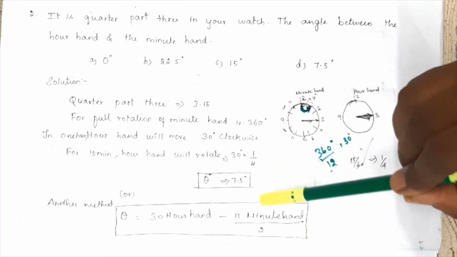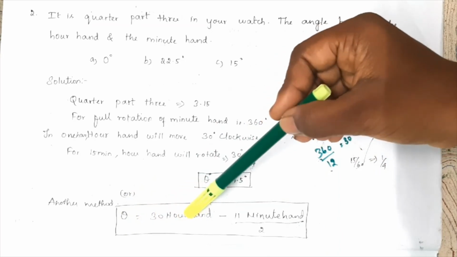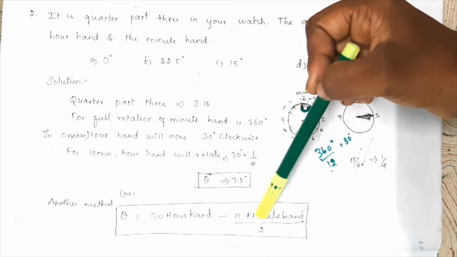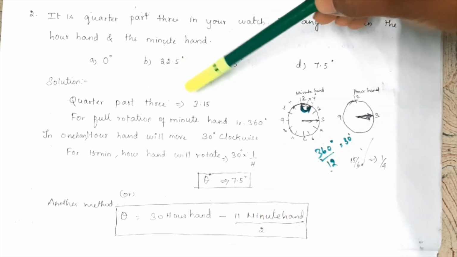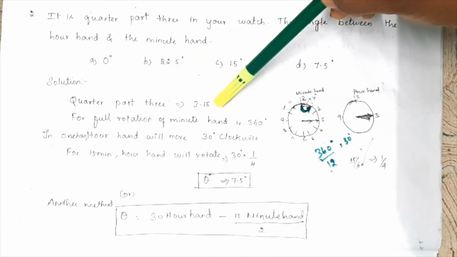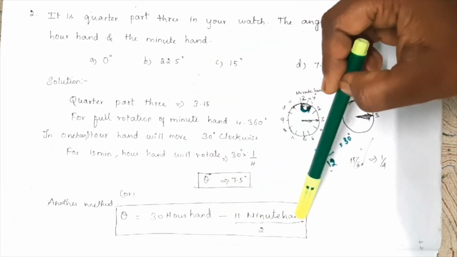We can also use a shortcut method. Theta is equal to 30 into hour hand minus 11 into minute hand, divided by 2. We know the hour hand value is 3 and the minute hand value is 15. We substitute the values here and we get 7.5 degree.